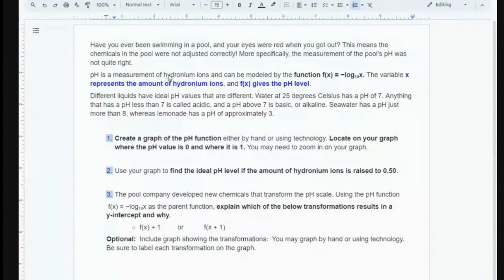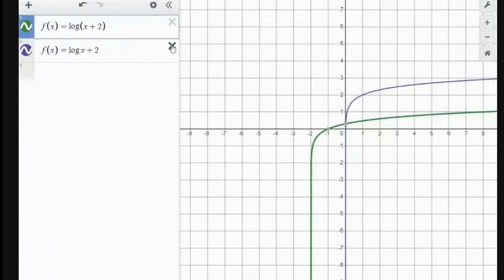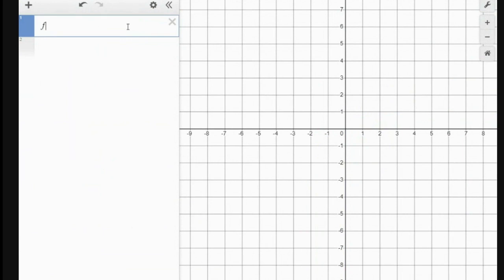pH is the measurement of the hydronium ions. It can be modeled by this function. I put the function in bold to make it stand out. F of x equals negative log 10 of x. You can put that in Desmos, negative log 10 of x. You don't have to put the 10 if it's base 10. If I just want to do that, f of x equals negative log x. That is negative log 10 of x, because if you don't put a base, it assumes base 10.